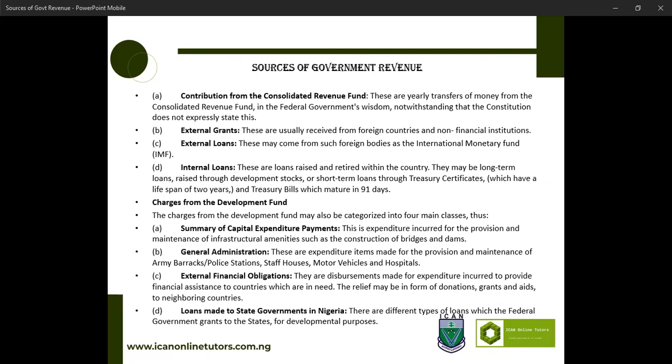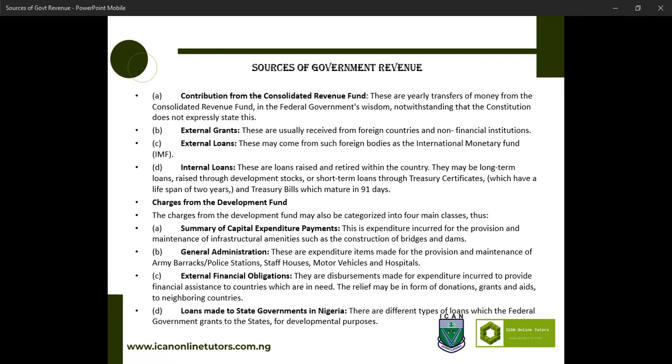External grants. These are usually received from foreign countries and non-financial institutions like the International Monetary Fund, and that is also part of the external loans that will be generated into the development fund account. So this may come from such foreign bodies as the International Monetary Fund, IMF.